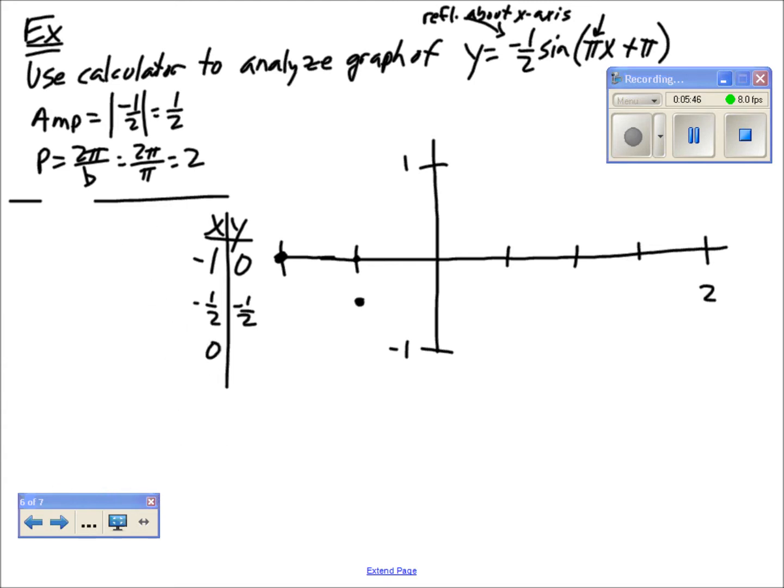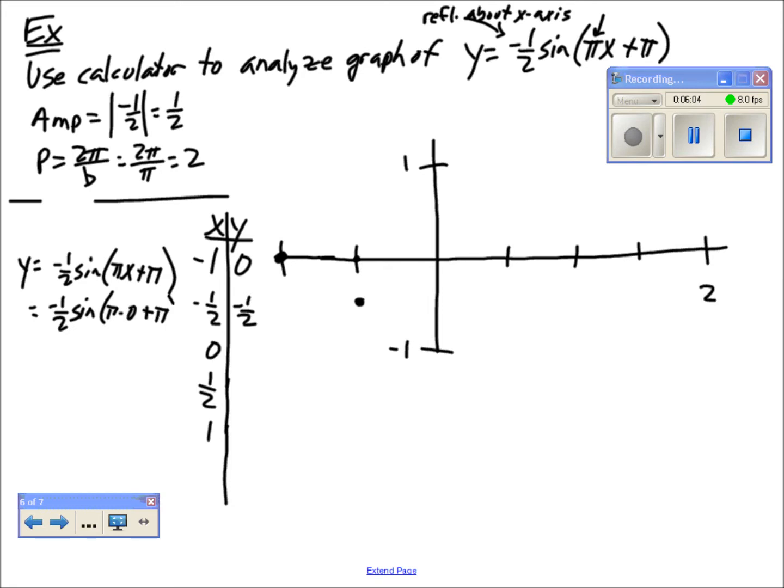Okay, let's plug in 0, 1 half, 1, and so on. So of course that's 0, right? So we just have 0 plus pi. Negative 1 half sine of 0 plus pi, sine of pi. We know that the sine of pi is 0, so negative a half times 0 is 0.